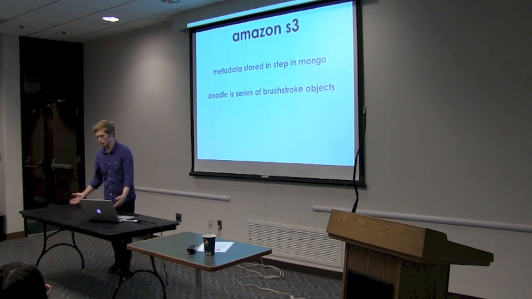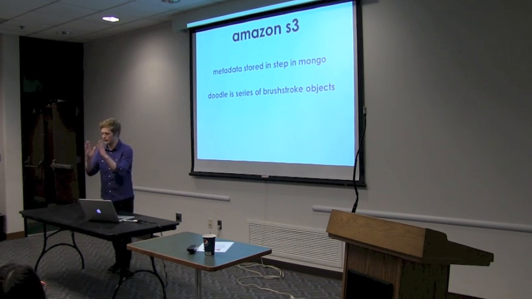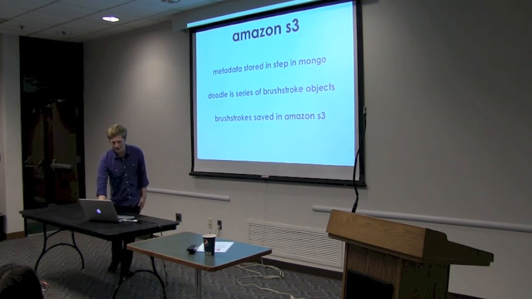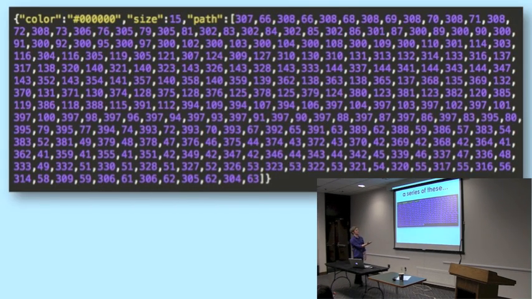But a Doodle is a series of brushstroke objects. There's a color, there's a radius for the brushstroke size, and there's the path that the brushstroke followed along the canvas. That is stored in S3. This is what a Doodle looks like representationally. We have a color, we have a size, and we have the path that it followed, which, if that's not obvious to anyone, which I'm sure it's not, it's just a series of XY coordinates. So 307.66, 308.66, 308.68, 308.69, that's the path that the brushstroke followed along the canvas. You might be asking, why do we save a Doodle as a series of brushstrokes?